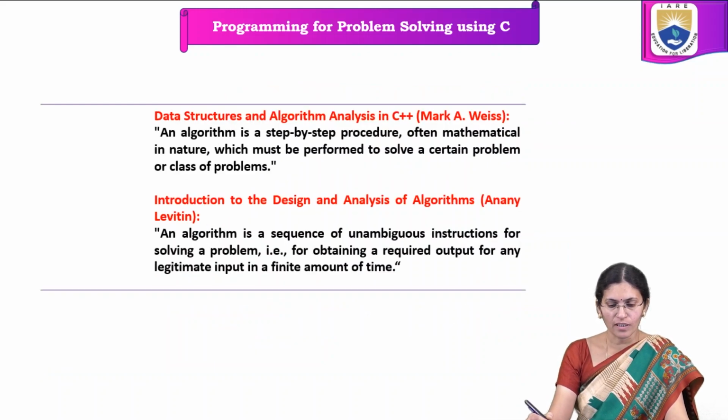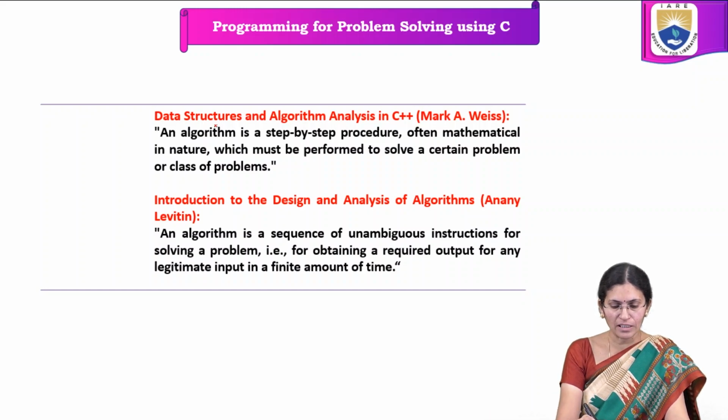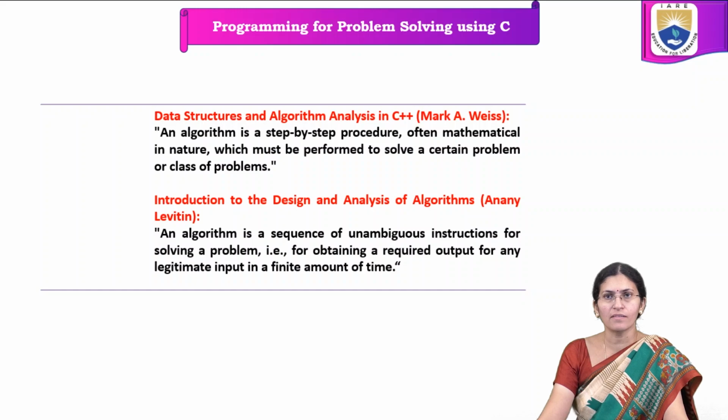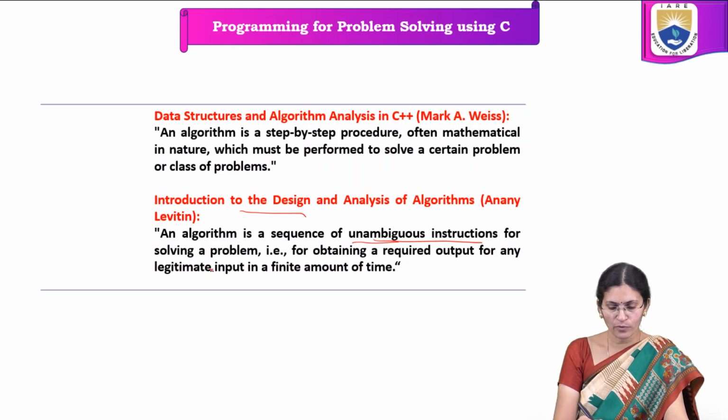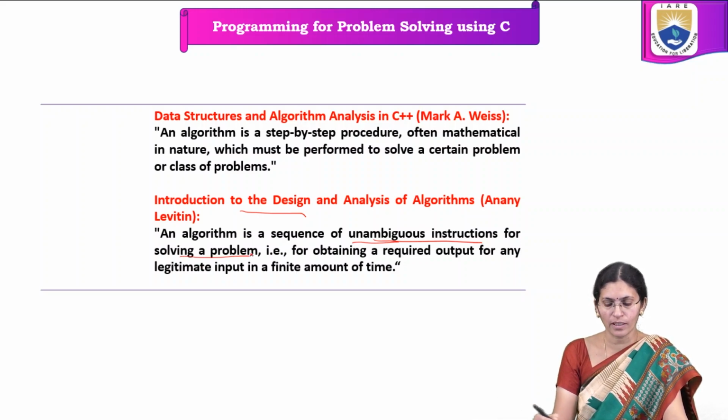This is another definition of algorithm. In the textbook titled Data Structures and Algorithm Analysis in C++, according to Mark A, an algorithm is a step-by-step procedure, often mathematical in nature, which must be performed to solve a certain problem or class of problems. Next, according to the book Design and Analysis of Algorithms, an algorithm is a sequence of unambiguous instructions. There should not be any ambiguity in the instructions given for solving a problem, for obtaining the required output for any legitimate input in a finite amount of time.